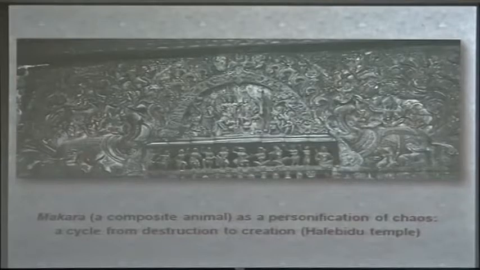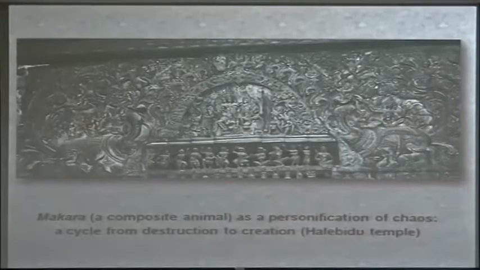This animal, which is a mythical composite animal called Makara, is not just a crocodile. It has sometimes the head of an elephant or the trunk, feet of various animals, sometimes the tail of a fish, sometimes the tail of a peacock. Anyway, it's a composite animal, and in the classical text it explicitly means chaos. That is to say, it is a period where the universe is reabsorbed. It has been destroyed. It is pralaya.